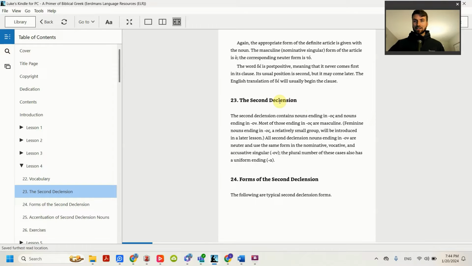the second declension. So lesson 3 was the first declension. And remember, declension is just a form of noun. So there's not a difference in meaning, but it's a difference in form. First declension is typically with feminine words. Second declension is with masculine and neuter.